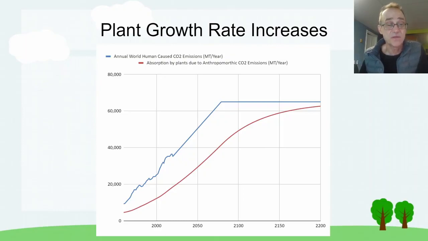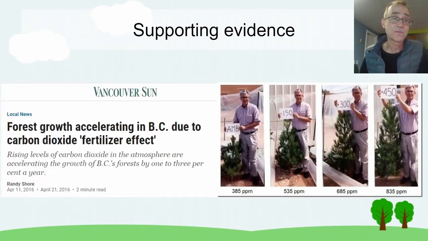Given enough time, plant growth will increase to the point where it will absorb all the carbon dioxide emissions from human activities. All that needs to happen for this to occur is the atmospheric levels need to rise in order for plant growth rates to increase. This is all based on my model. Here's some information that I feel supports my theory that plant growth rates will rise to accommodate increased carbon dioxide emissions.